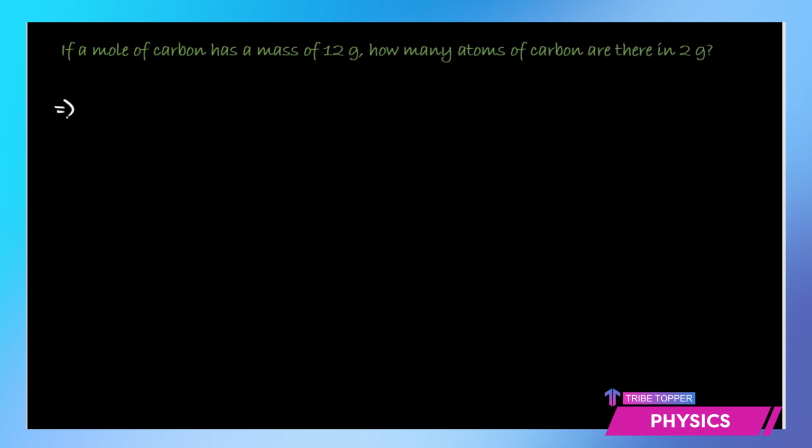Let's have a look at this question, which says if a mole of carbon has a mass of 12 grams, then how many atoms of carbon are there in 2 grams? So here we are going to use a simple unitary method of mathematics. If 12 grams is the mass of carbon, which is 1 mole, that will be 6.022 into 10 raised by 23 atoms. So 12 grams is the weight of 6.022 into 10 raised by 23 atoms, because that's the weight of 1 mole, and 1 mole represents this number.